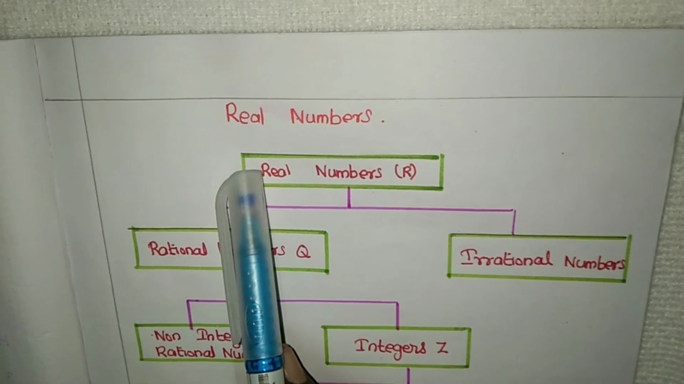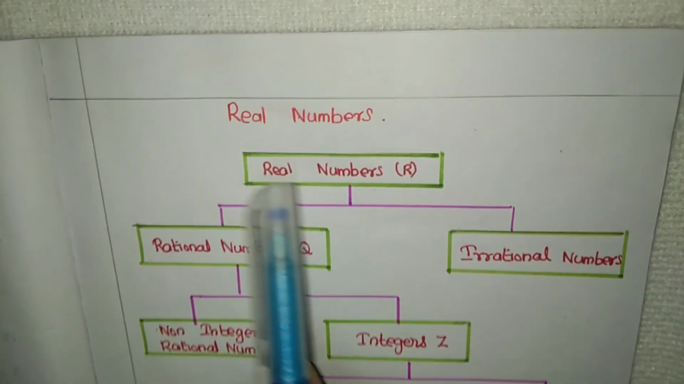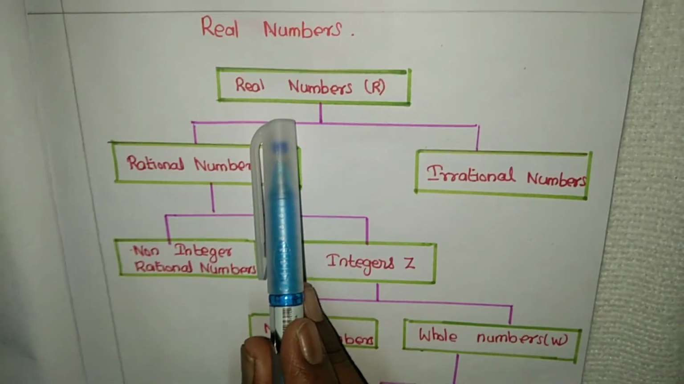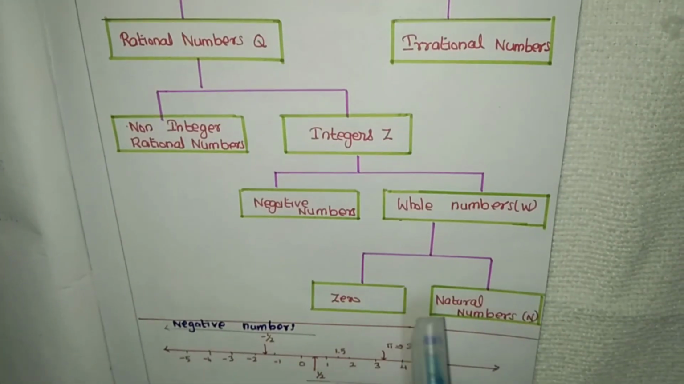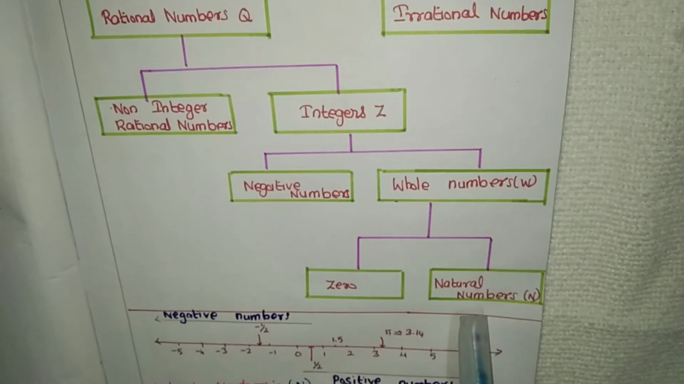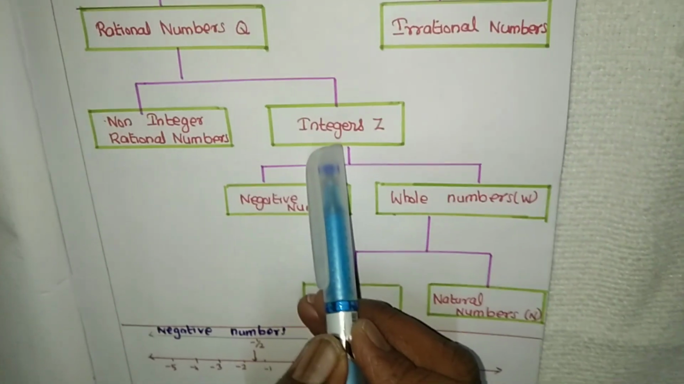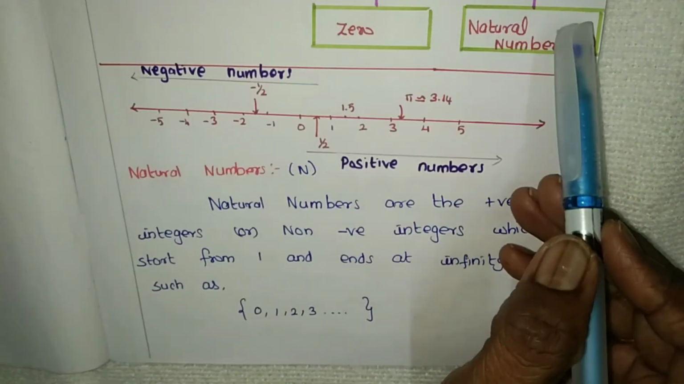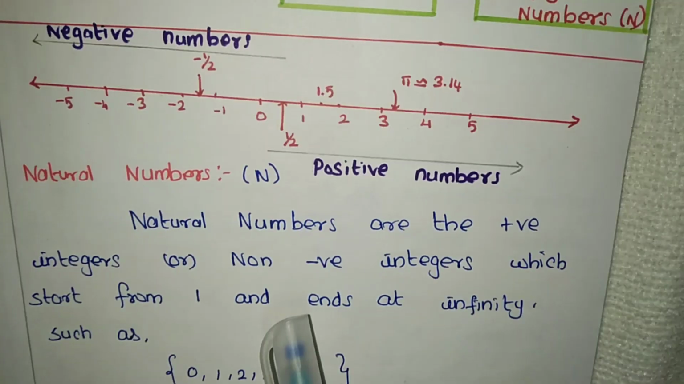Welcome children. Today I am going to teach class 10 maths chapter 1 real numbers. Before going to know the real numbers, we must know natural numbers, whole numbers, integers, rational numbers and irrational numbers. Let us see one by one.